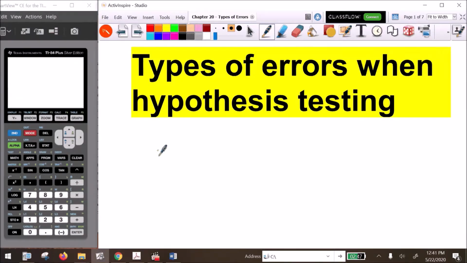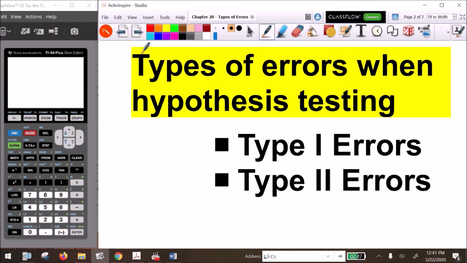In this video we're going to discuss the types of errors that can occur when hypothesis testing. There are two types and we're going to investigate each type in this video by doing an example of each. Type 1 errors are sometimes called a false positive, and type 2 errors are sometimes referred to as a false negative. And I'm going to describe in greater detail what is meant by that.